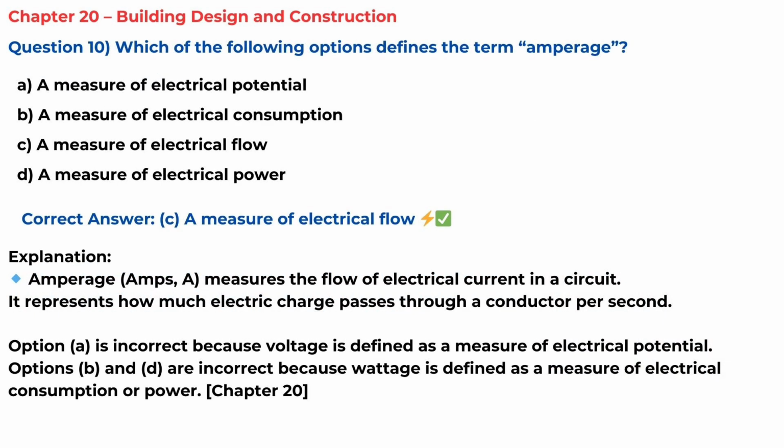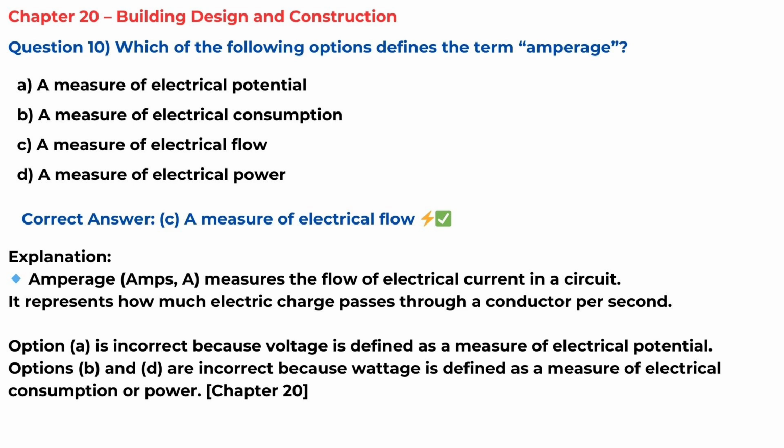Question 10. Which of the following options defines the term amperage? Correct answer, C, a measure of electrical flow. Explanation. Amperage, amps A, measures the flow of electrical current in a circuit. It represents how much electric charge passes through a conductor per second.